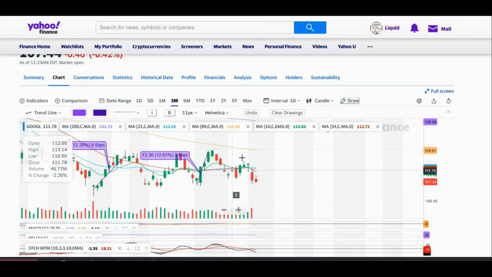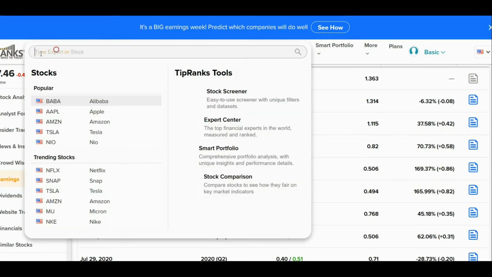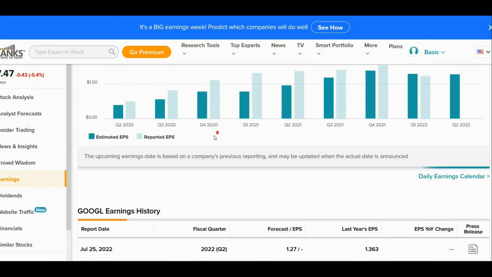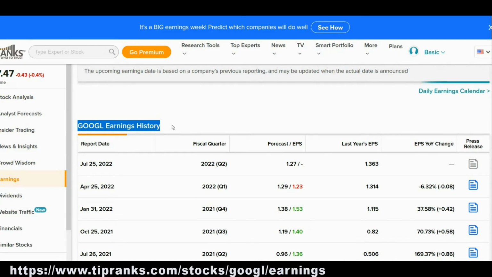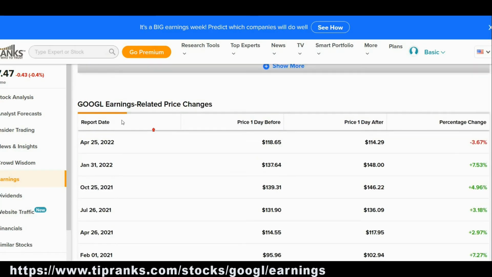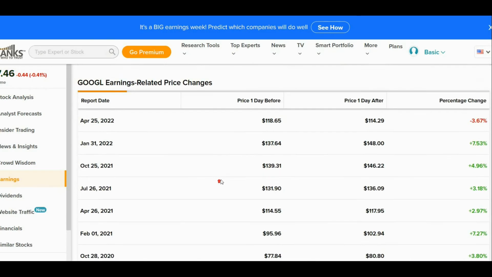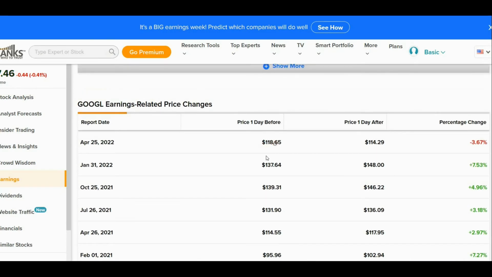Something else you can look at, which is very interesting if you want to find out how much the stock price is likely to move right after an earnings report, is you can go to TipRanks and type in the ticker that you want. Then if you click on earnings and scroll down, there's this area called the earnings history. And if you scroll down just a little bit below that, there are the earnings related price changes. So this tells you, over the last 10 or so quarters, what the price of the stock was right before earnings, and then what the price was a day after earnings, and what the percentage change is.